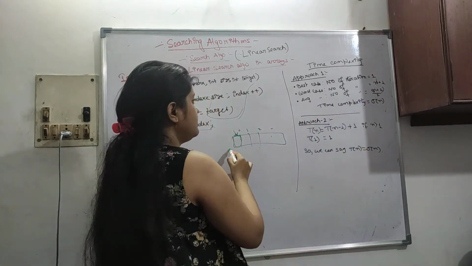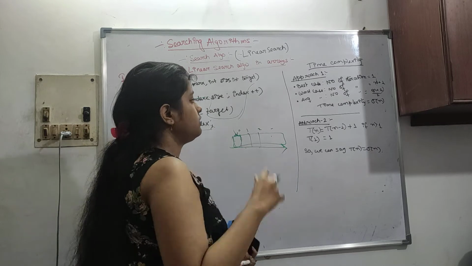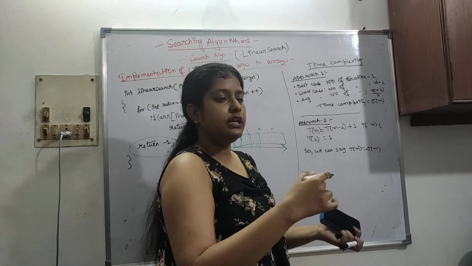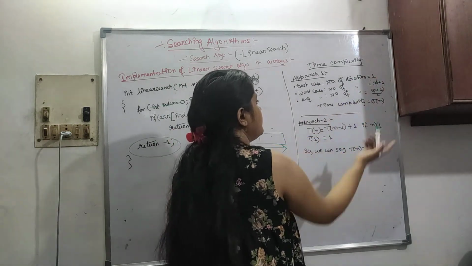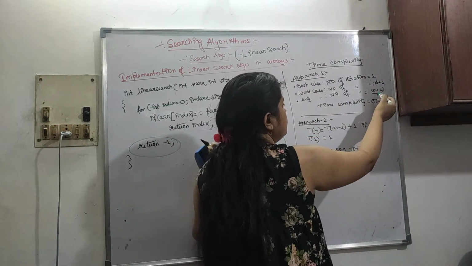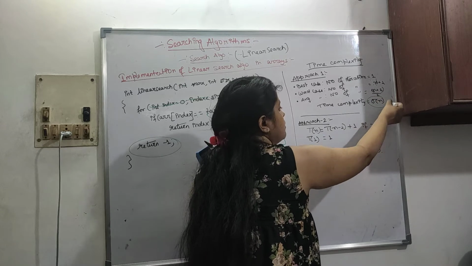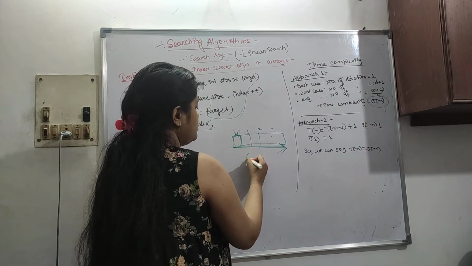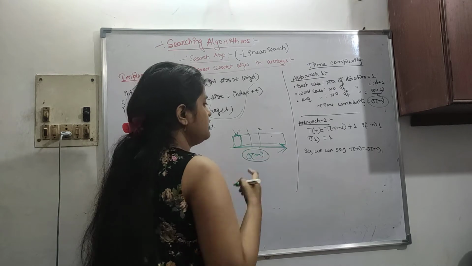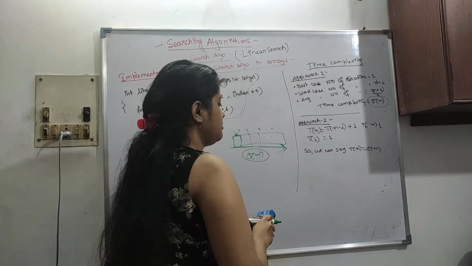In the worst case, it can go up to n plus 1 iterations. So the average case will be the best plus the worst divided by 2, which is (n plus 2) by 2, and the time complexity is order of n. It is just traversing the array, which will always be order of n. We have seen this many times, so there is nothing much to it.